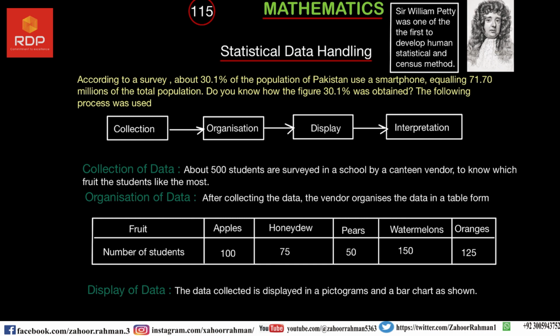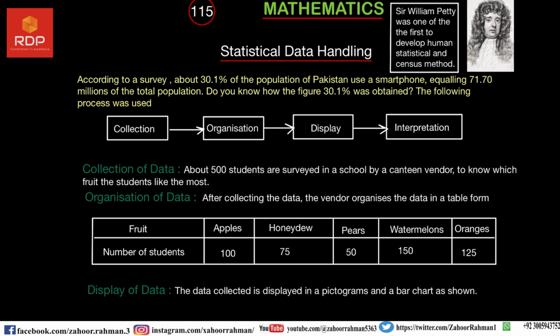The first process is collection. The second is organization. The third process is display, and the fourth and final process is interpretation. Now let's talk about all these processes in a bit of detail.